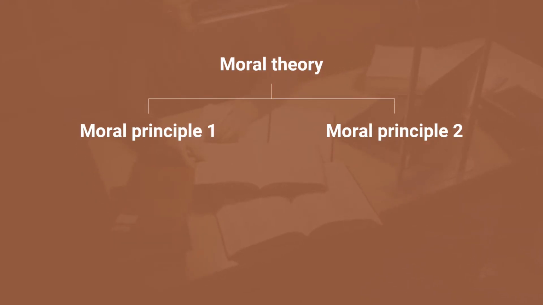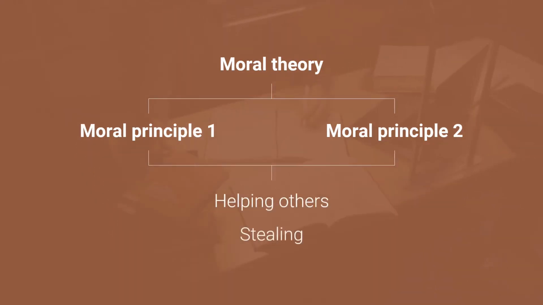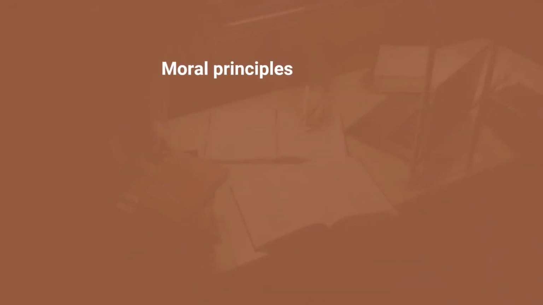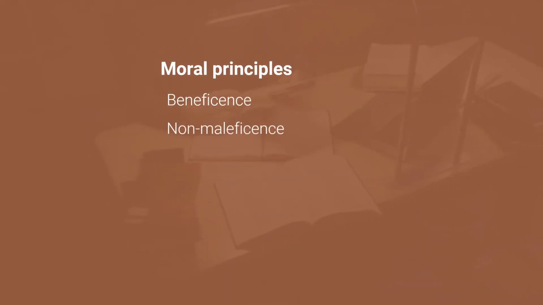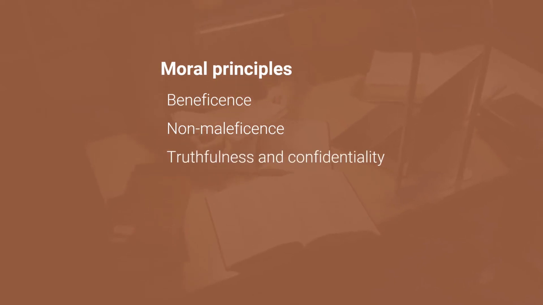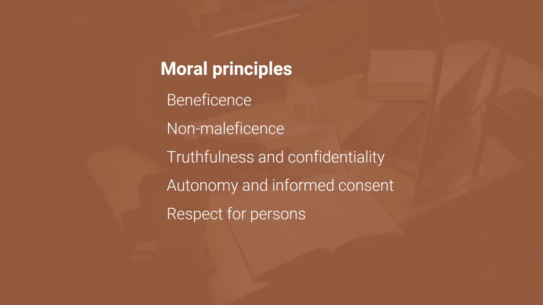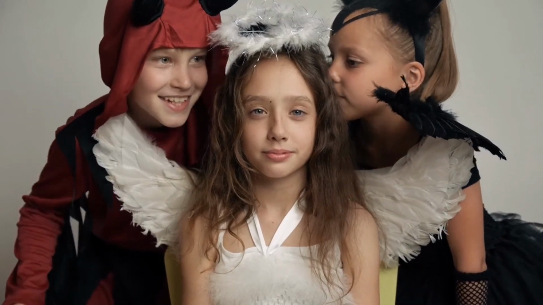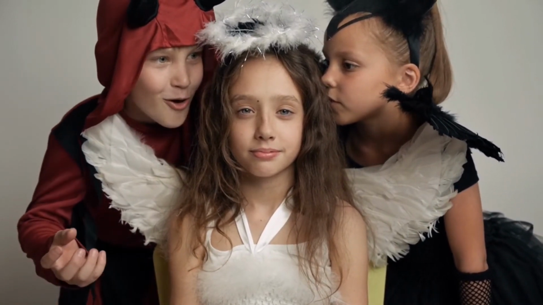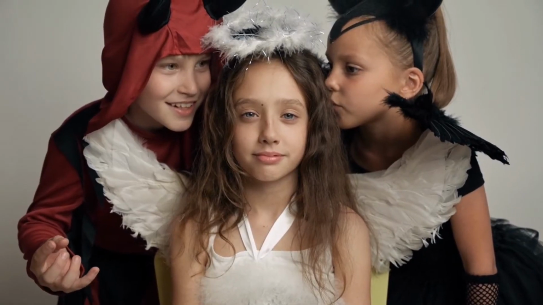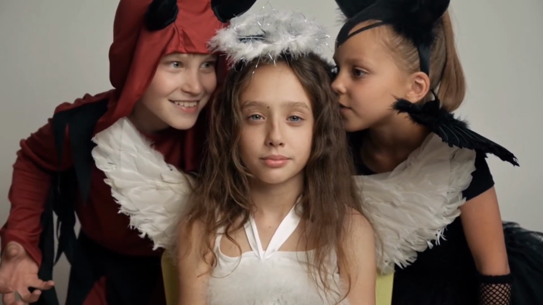It is these moral principles in turn that help determine whether an action in a particular situation is right or wrong. Examples of these basic moral principles are beneficence, non-maleficence, truthfulness and confidentiality, autonomy and informed consent, respect for persons, and justice. As mentioned earlier, morality, on the other hand, refers to the principles themselves that determine whether an action is right or wrong, good or bad.